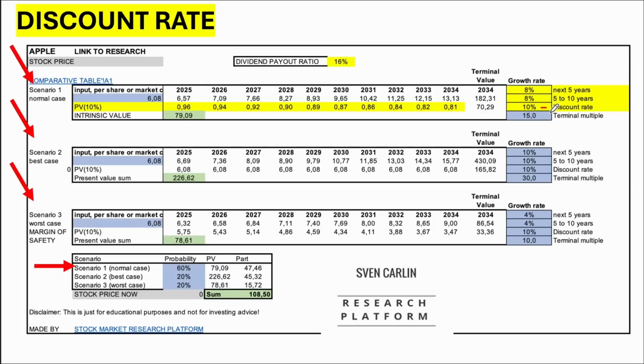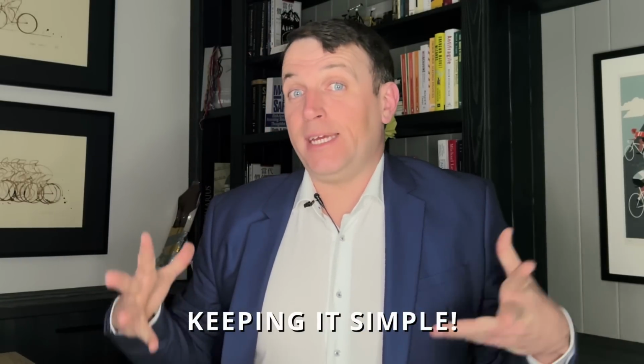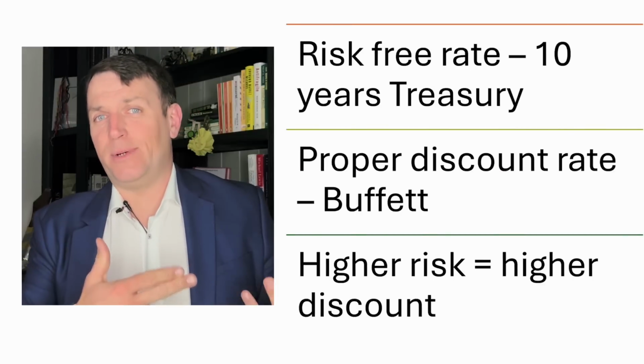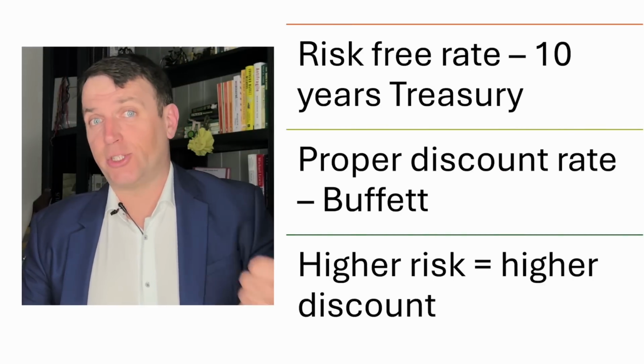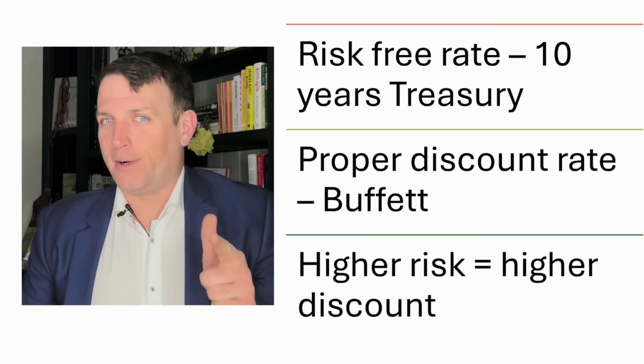Now, when it comes to the discount rate that is applied to all the scenarios, I always use 10% to keep things simple, because 10% is my, let's say, required investment return, and by always using the same rate, I can compare all the other investments at the same rate. Usually, the risk-free rate, the 10-year treasury, can be used. Then Buffett says to use the proper discount rate.